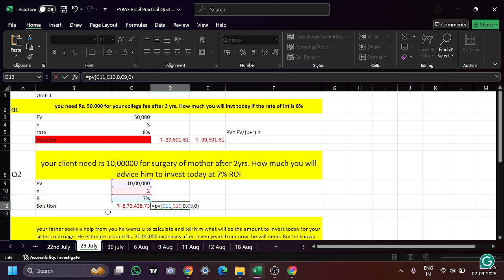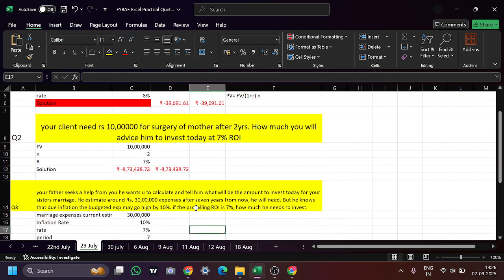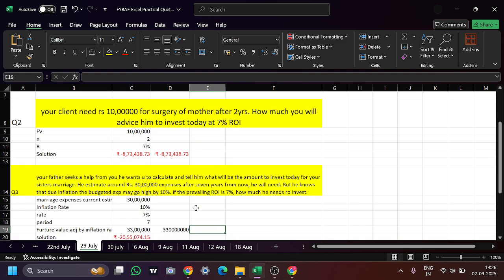Now we will get the current value of this 10 lakhs. Let's see, let's enter it. Right? So ये 10 लाख की वैल्यू जो करंटली है वो कितनी है, 8,73,438. Kindly ignore, again I am saying, kindly ignore this minus figure. Done. Now we have the third question, which is a bit big.